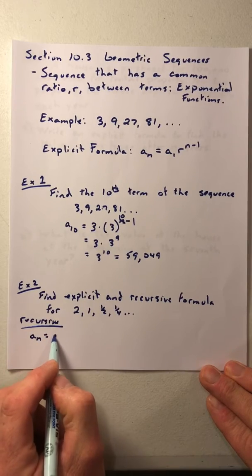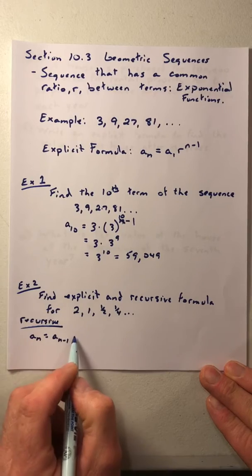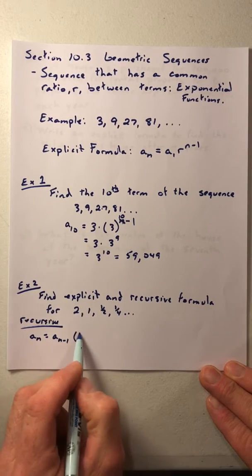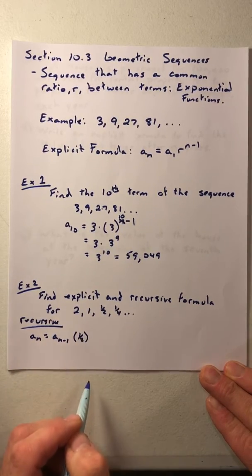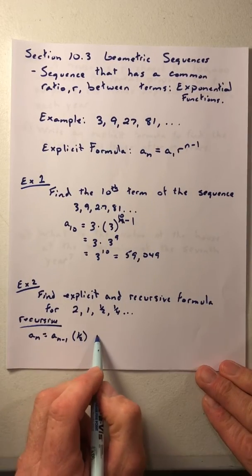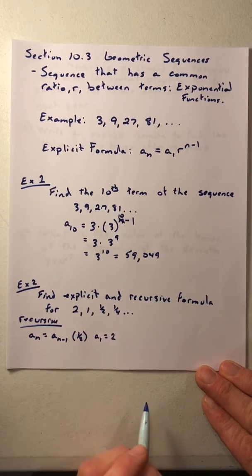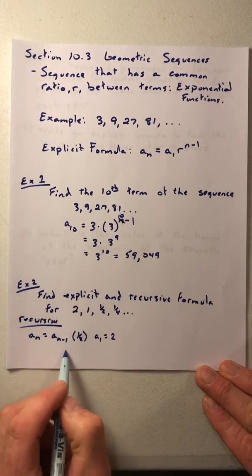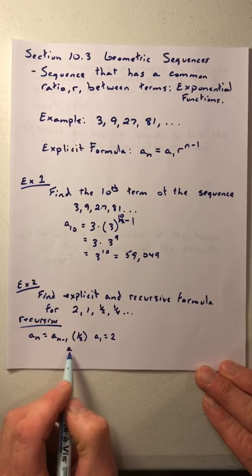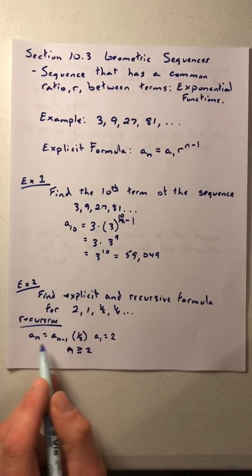So recursively, my term is taking the previous term, a sub n minus 1, multiplying it by that common ratio, which is 1/2. And now I know also that we have to tell you where it starts. A sub 1 is going to equal 2. And we know that n has to be greater than or equal to 2 in order for this to work.